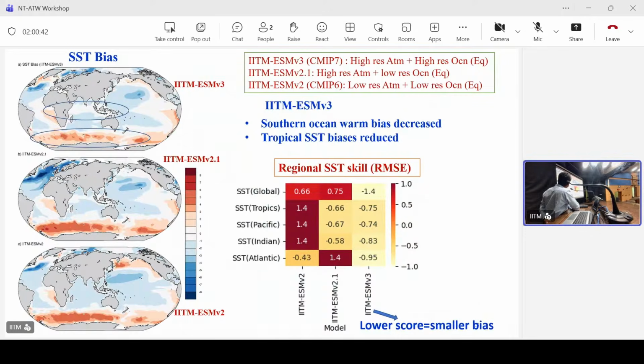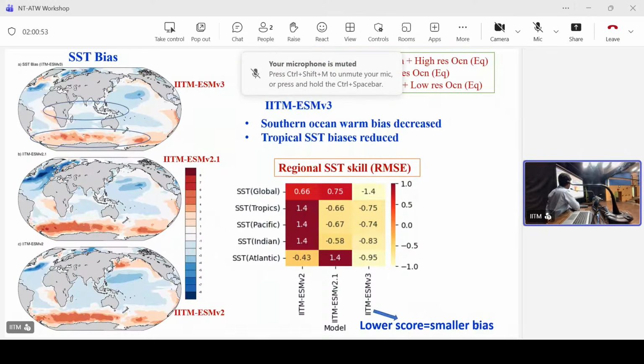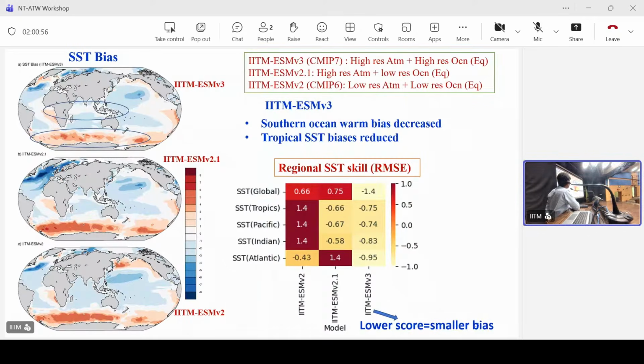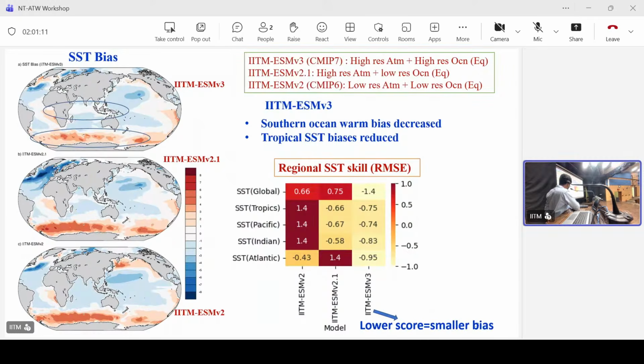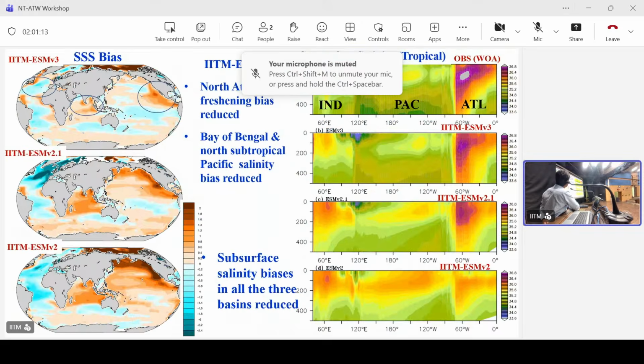So we also see that there is a decrease in the Southern Ocean SST bias. So we had a huge Southern Ocean SST bias, which has improved now. And we have also calculated the regional SST skill from global, tropics, Pacific, Indian, and Atlantic across the versions V2, V2.1, and V2.3. So we see there is a lower score in version 3, which is indicating smaller biases. And we have seen other improvements as well, which follows.